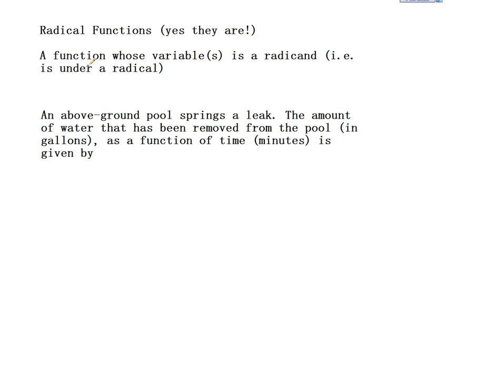So a radical function is a function whose variable or variables is a radicand, i.e. is under a radical. So let me give you an example. Y equals the square root of x would be considered a radical function. Y equals the square root of x squared plus 7 is a radical function because its variable is a radicand, meaning that it's underneath the square root sign.